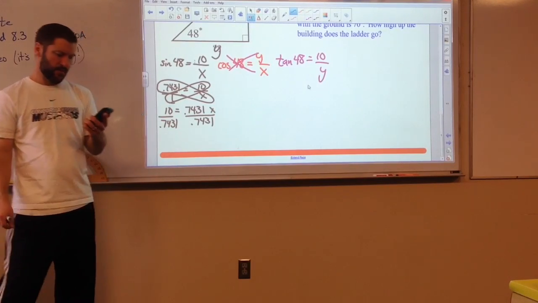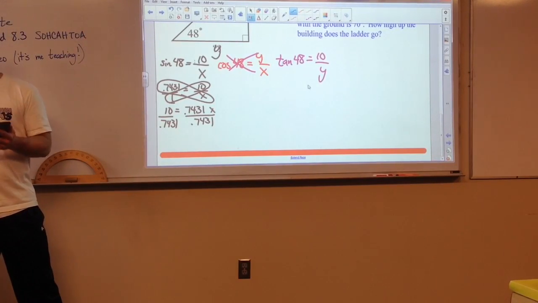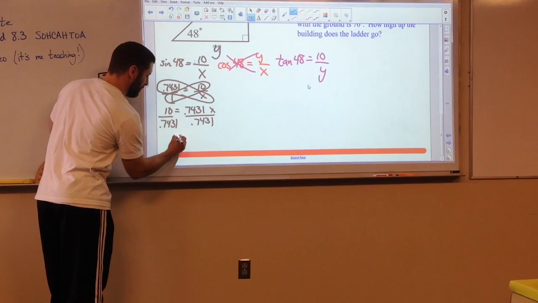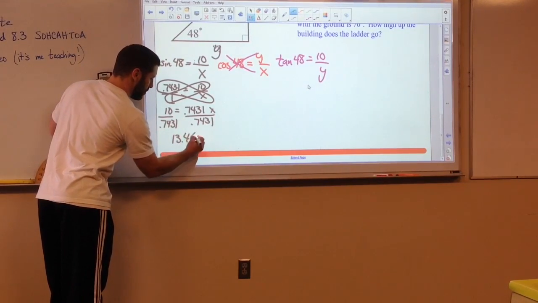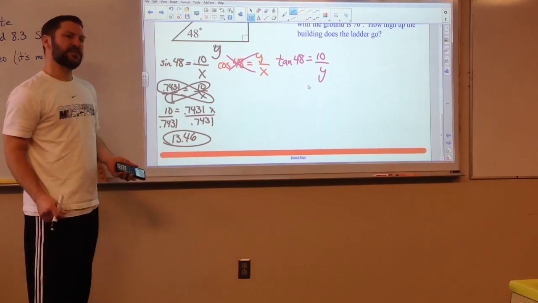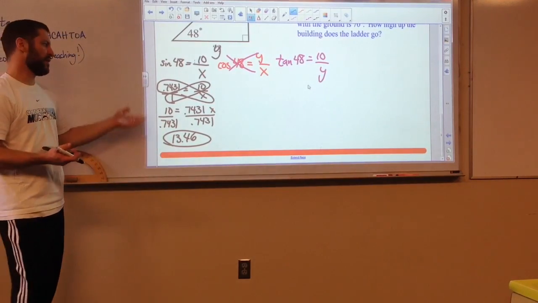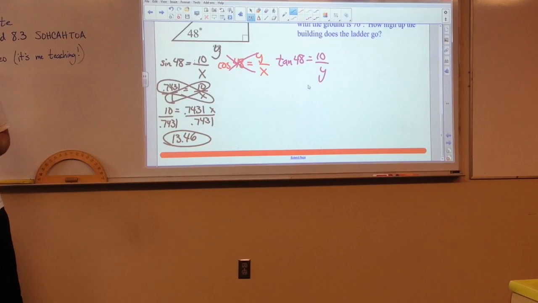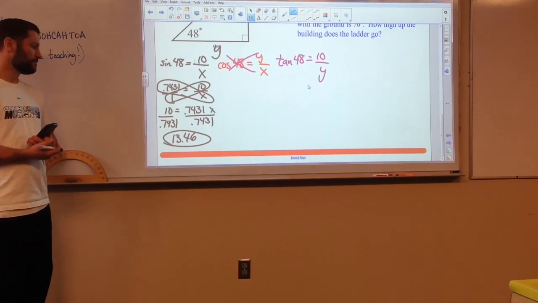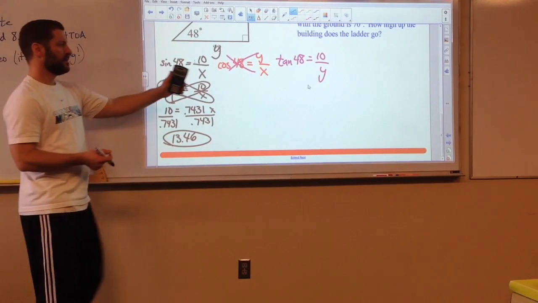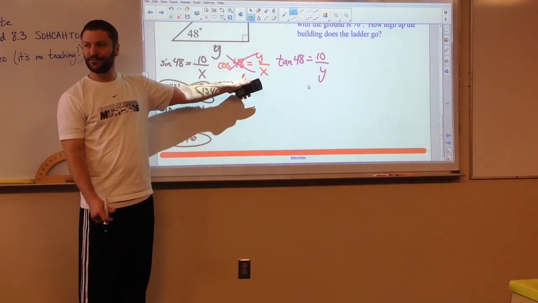And out of that I got 13.46. Did everybody get 13.46 here? And this trig stuff, they are decimal approximations. They're not exact. I'll show you how to write the exact answer later, but that's what I got, 13.46. The red one we can't solve.